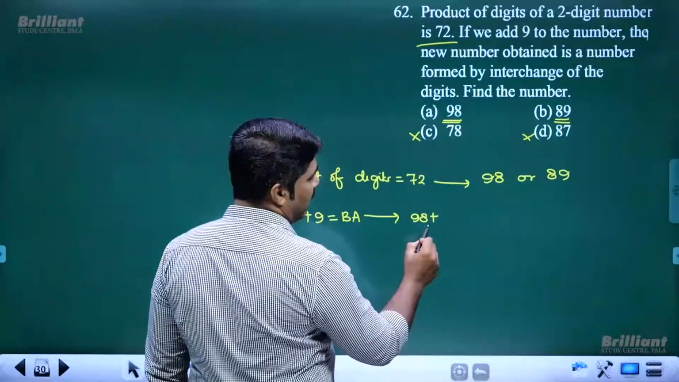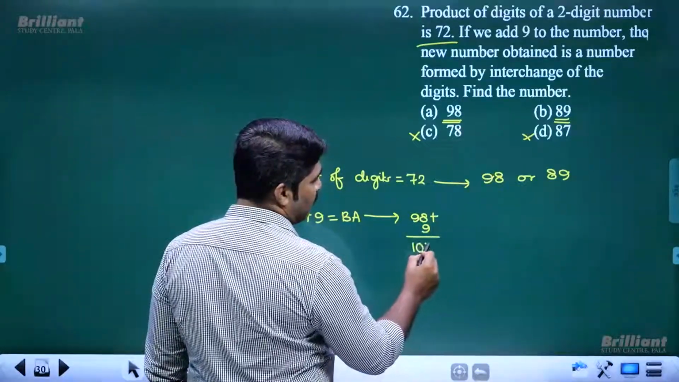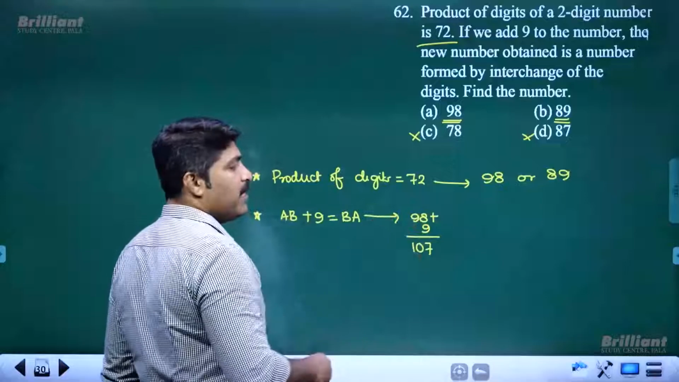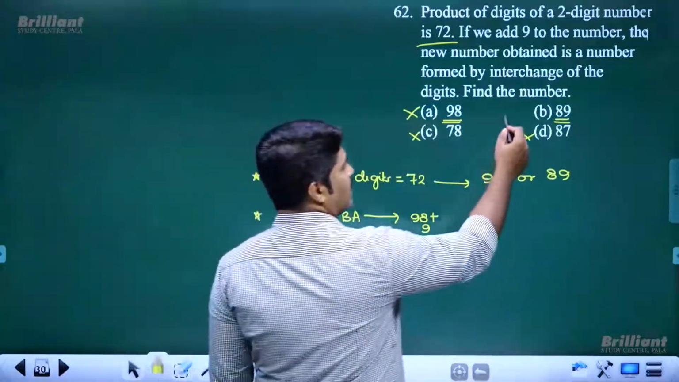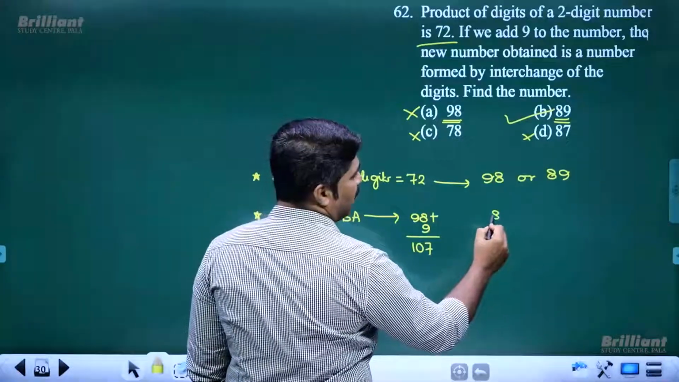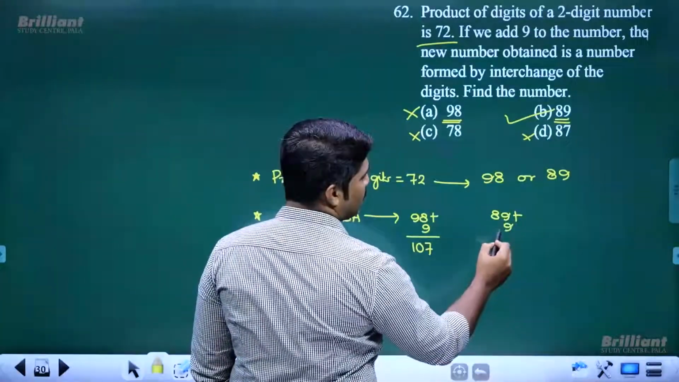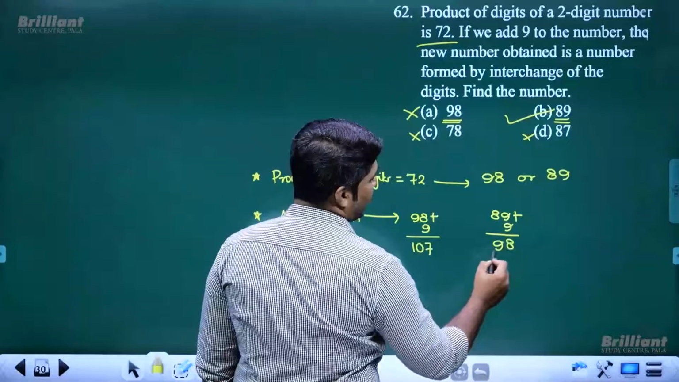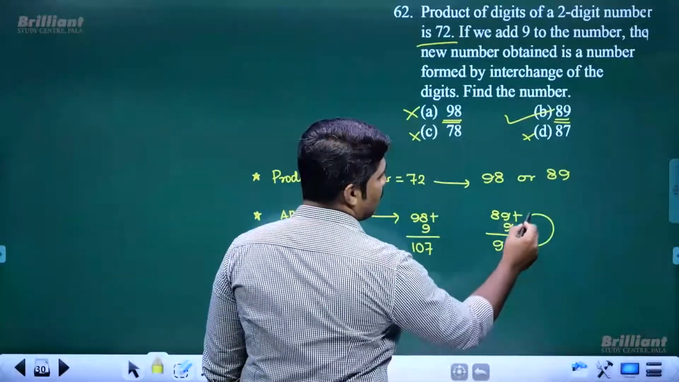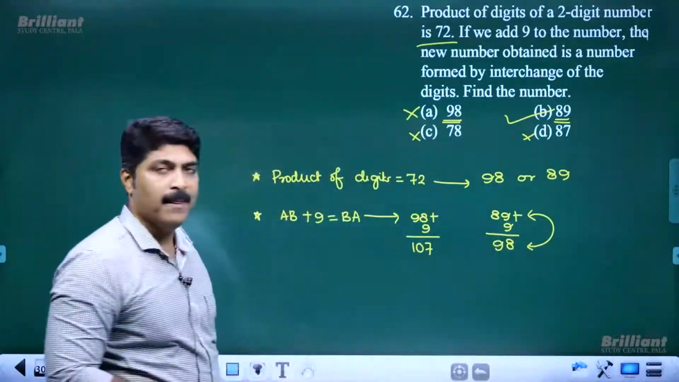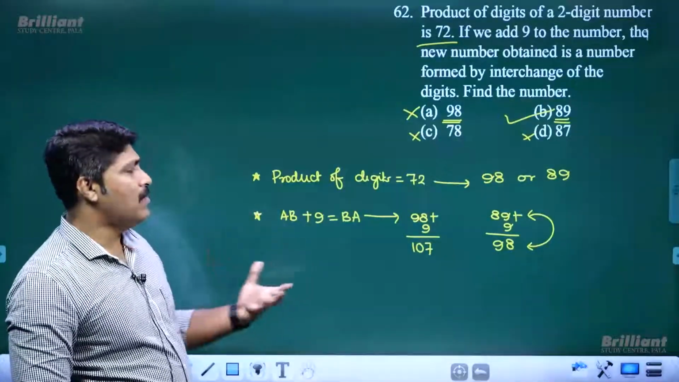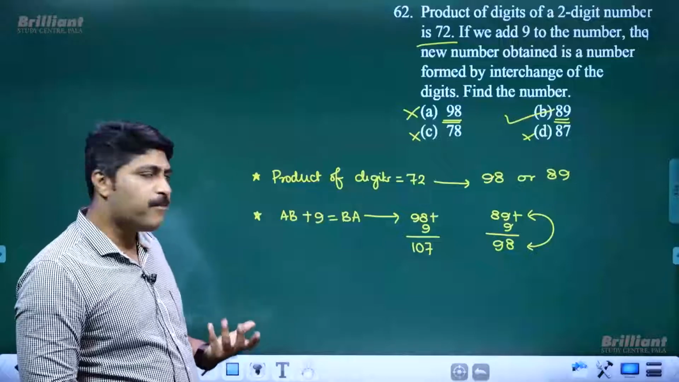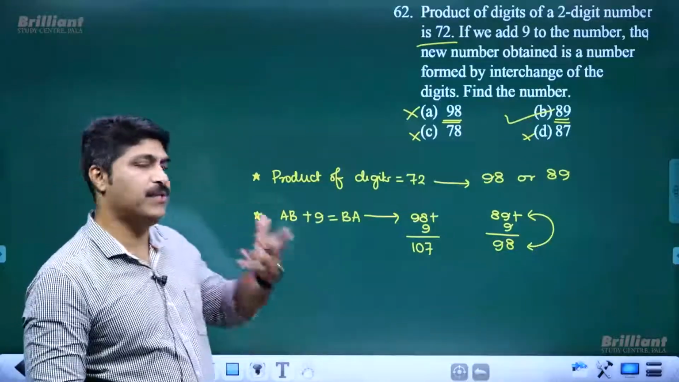This is 98 plus 9. What will happen? This is equal to 107. There is no relation between these two values. Therefore, 98 is not the answer. So what we can conclude, the other one is the answer. Or you can simply verify: this is 89 plus 9. What will happen here? This is 98. Look at these two numbers. These are interchanged forms, 89 and 98. So there are lots of algebraic and numerical tricks behind this type of question.